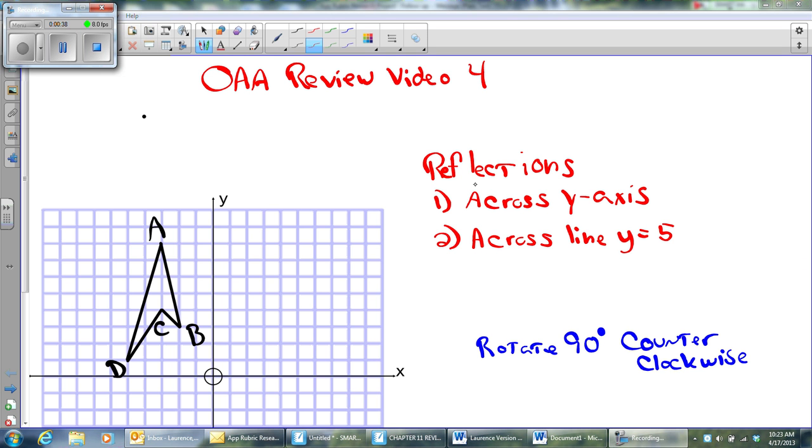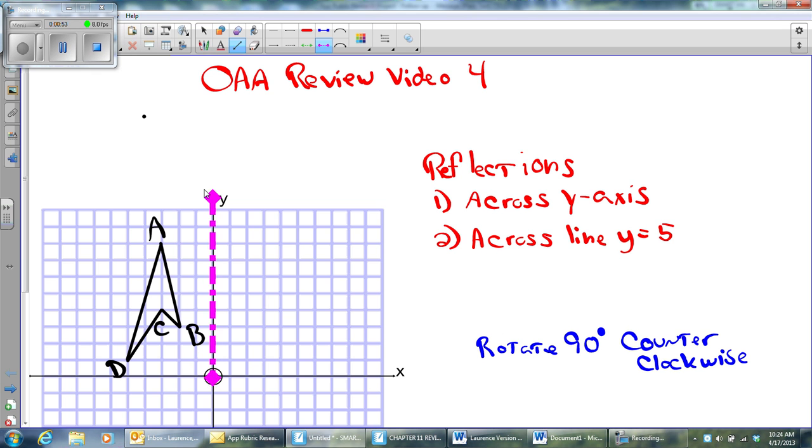So for the first one I'm going to do, I'm going to take this shape, this quadrilateral, and I'm going to reflect it across the y-axis. That means that the y-axis is my mirror. I love to show my mirror, so I'm going to draw my mirror in.